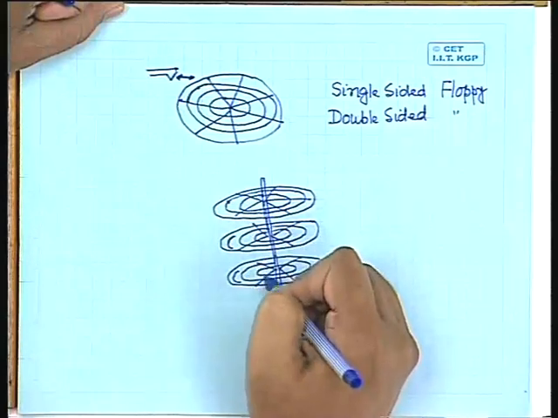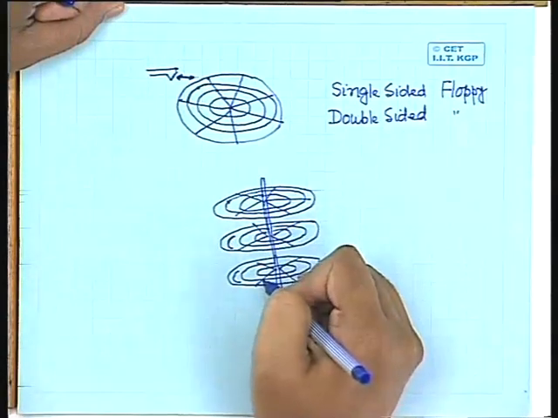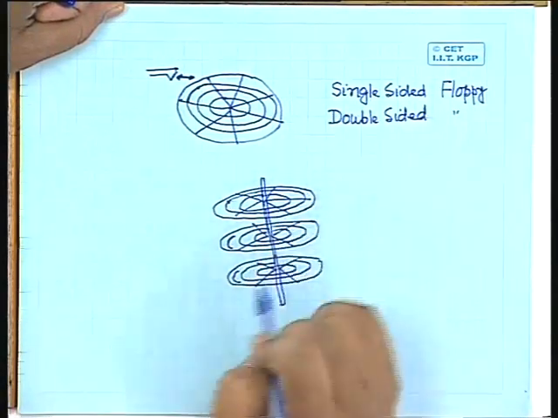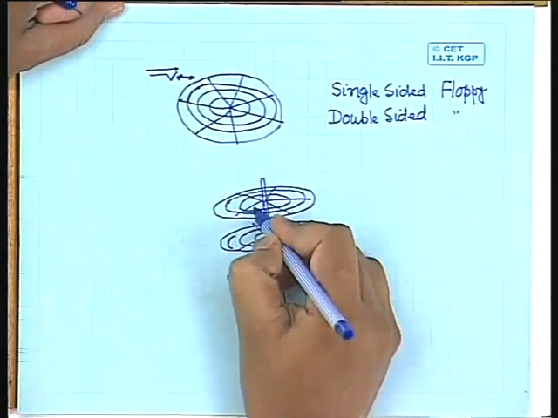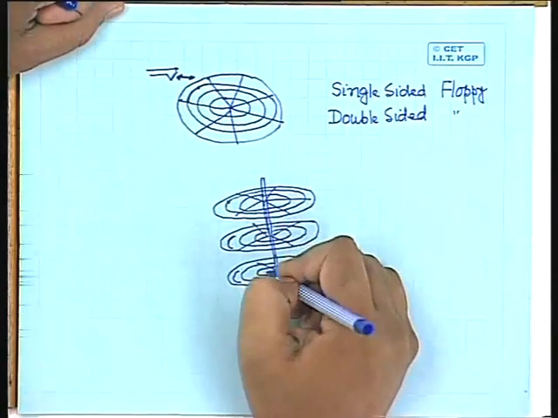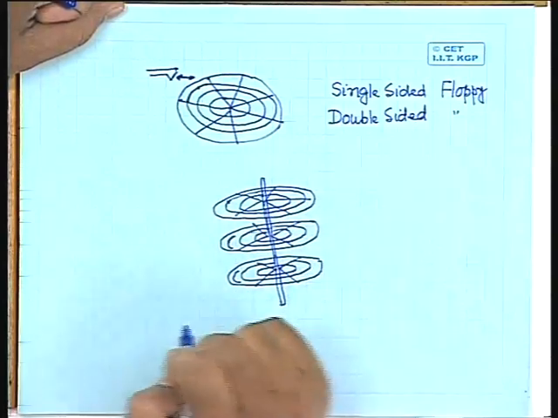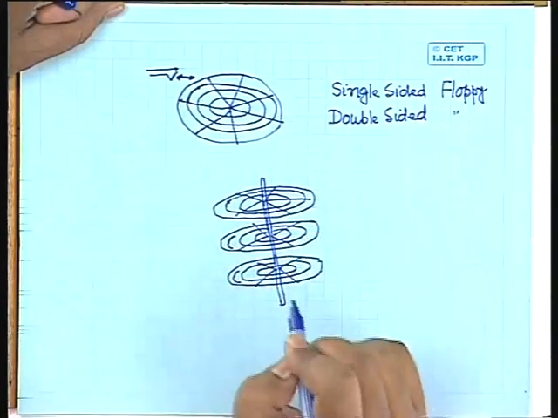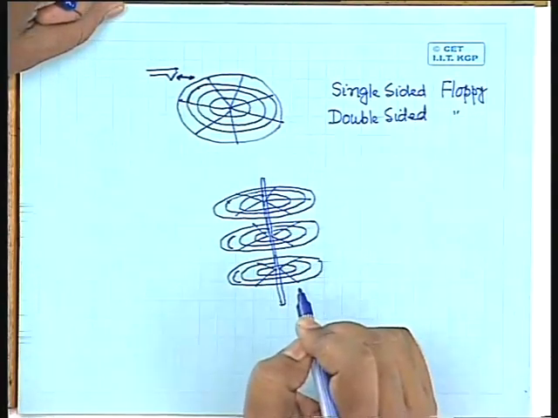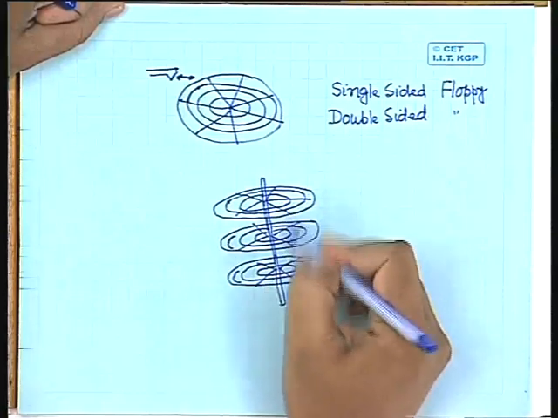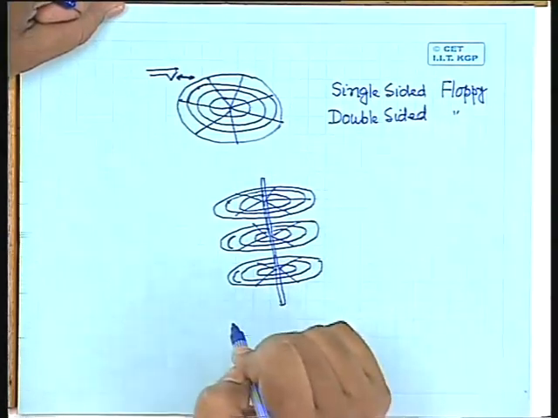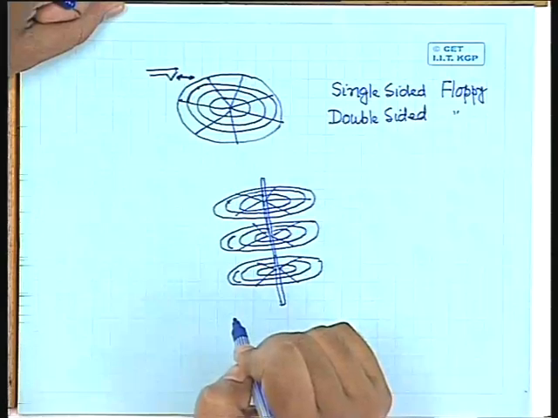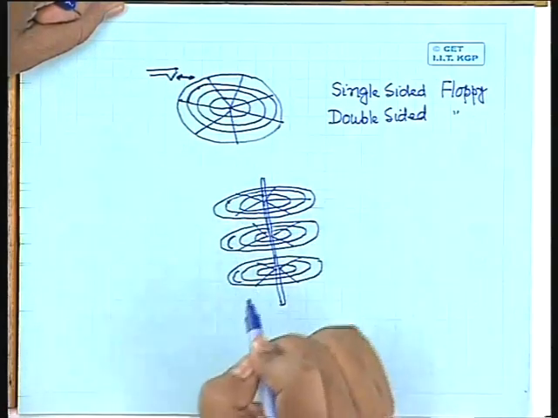Similarly here, if I have three such plates stacked together to form a magnetic disk, and I have data tracks on one side of every disk, then I need three read-write heads. Whereas if the tracks are present on both sides of the plates, in that case I need 6 read-write heads. Every head will have a unique head number.